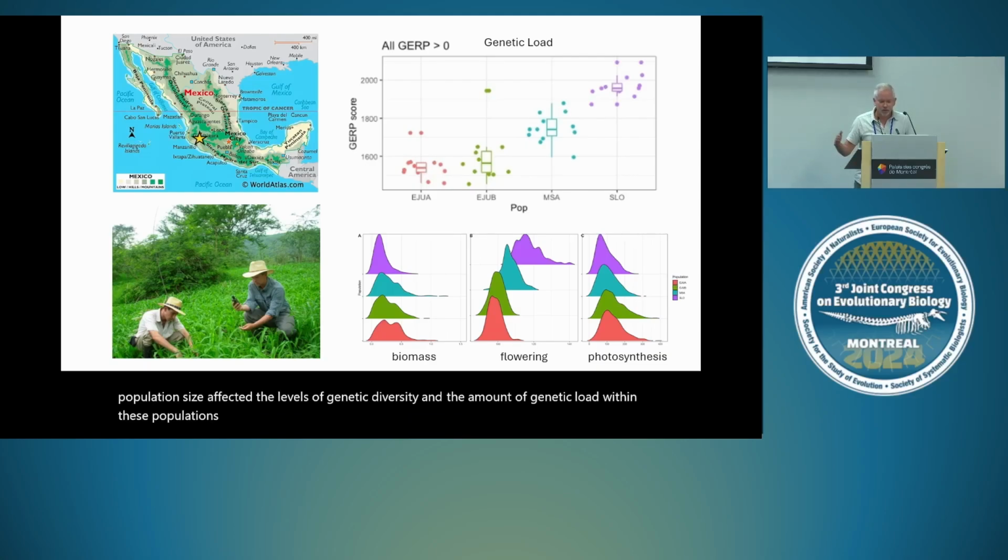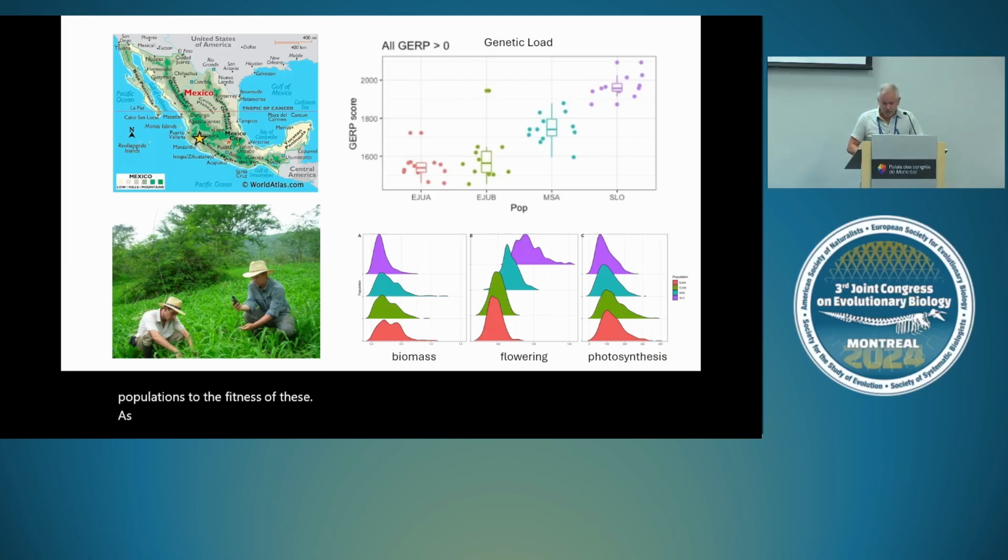So I've arrayed some populations in this plot up in the top right, where you can see going from a Hue to SLO, these are decreasing genetic diversity in these populations and increasing genetic load. And then I connected the amount of genetic load within these populations to the fitness of these plants as well.